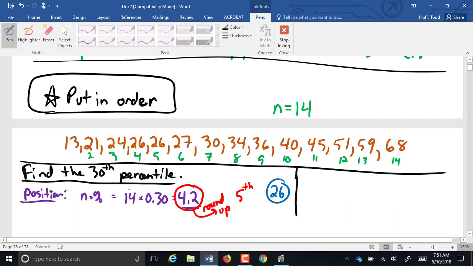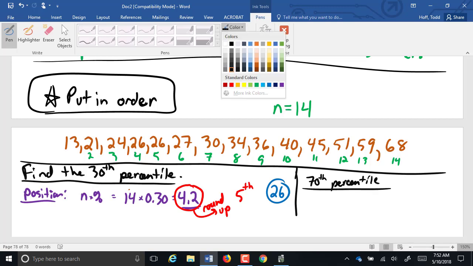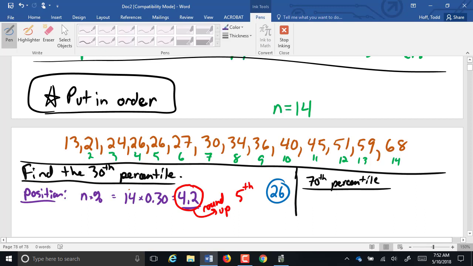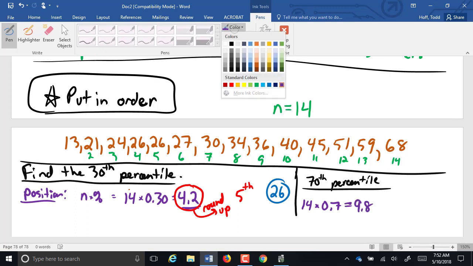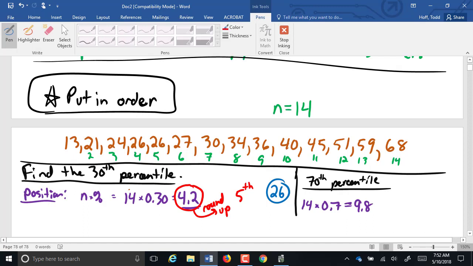How about if I ask you to find the 70th percentile? Tell me what to do. 14 times 0.7 is 9.8, which is telling us the 10th one. Right? Always round up. Even if it's 9.1 or 9.9, it rounds up to 10.